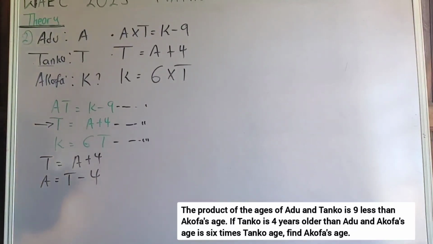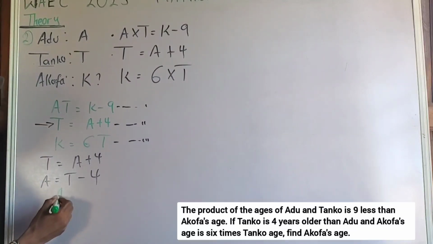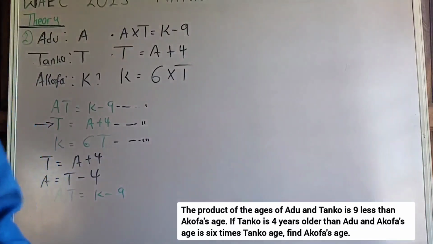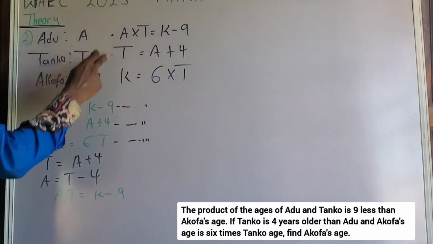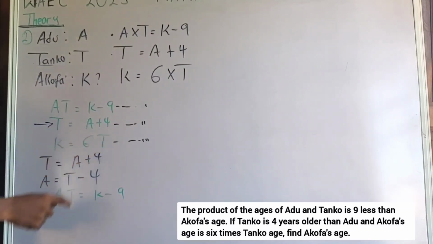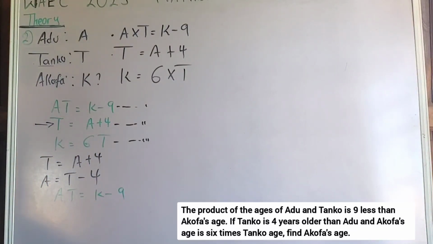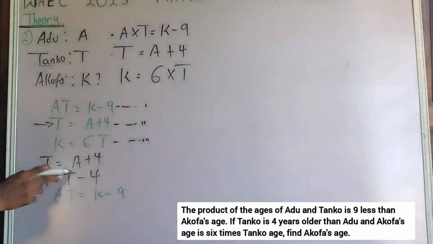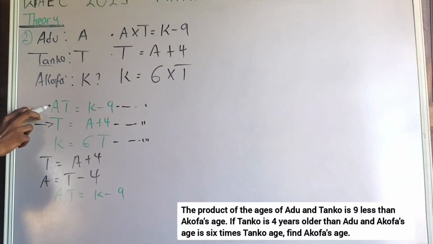Okay, now substitute the value of A equals T minus 4 into equation 1. Equation 1 is what? AT equals K minus 9. Please just follow this carefully. You are going to understand. The first step in solving that question is that we have to interpret the question, and then having interpreted the question, we got this equation. Then I call this one equation 1, this equation 2, this equation 3. Then having done that, I make A the subject of the formula in equation 2. And the reason for doing that is because I want to substitute the value of A as T minus 4 into equation 1. Are you getting it?